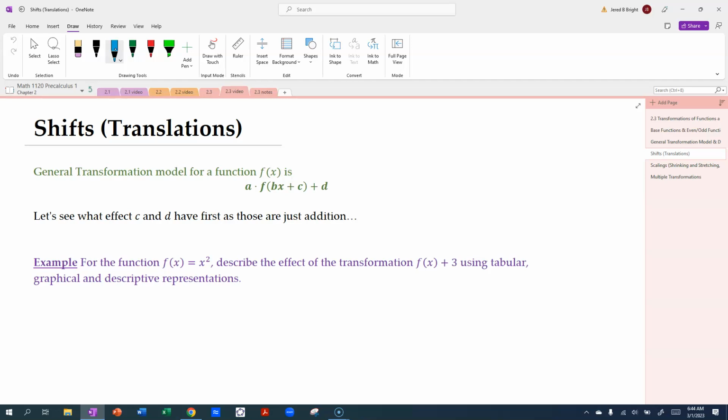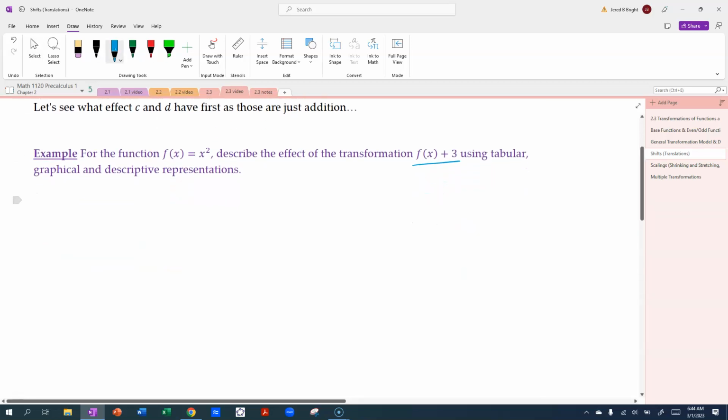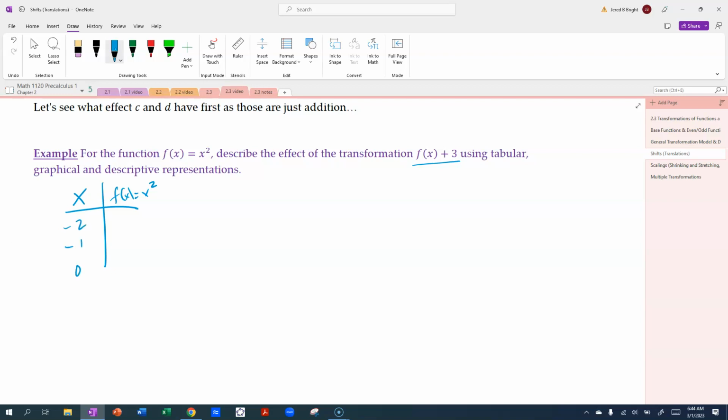And to begin, we're going to look at the function f of x is equal to x squared and describe what is happening if we do f of x and then all plus 3 using tabular, graphical, and descriptive approaches. Okay, so we might remember that if we have x and then f of x, which is equal to x squared, we had our base table as -2, -1, 0, 1, and 2, and then the f of x values, the y values, again, this is just a fancy way of saying y, is 4, 1, 0, 1, 4. Okay, fine.